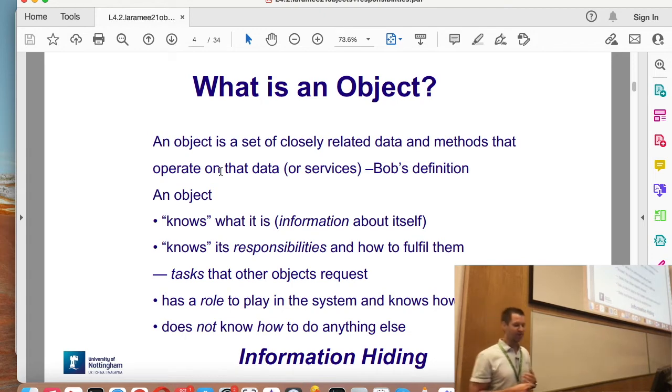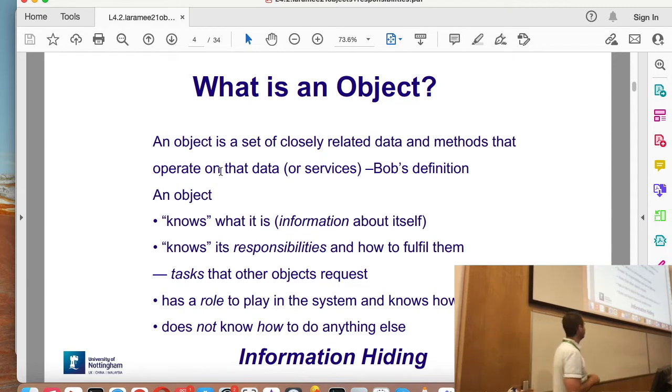An object knows what it is, the information about itself. It knows its responsibilities. We're going to talk about responsibilities, by the way, and how to fulfill them, and the tasks that other objects request. It has a role to play in a larger system and knows how to perform that role. And it doesn't have to know anything about anybody else necessarily, unless it's performing some sort of collaboration.